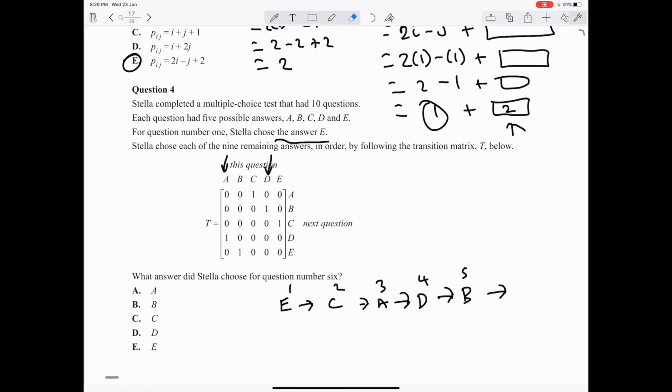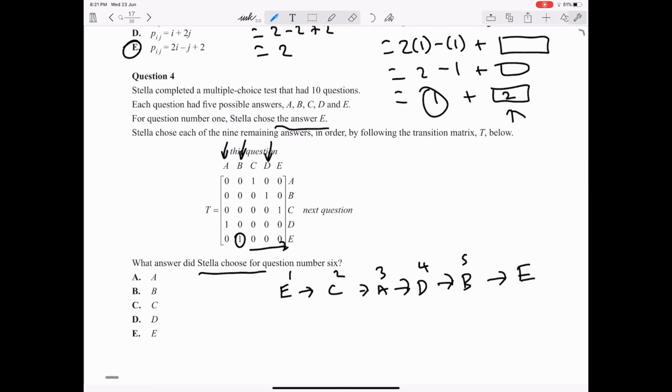So from B, you go to column B. You go down to where the 1 is. So her next question would have been E. So therefore, Stella would have chosen multiple choice option E for question number 6. So therefore, E is the correct answer.